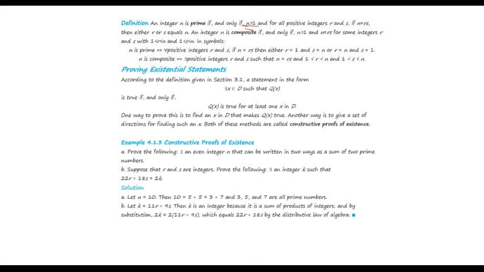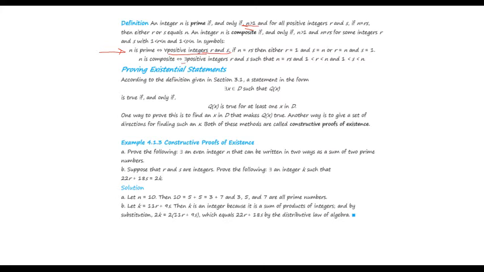So if you want to look at it symbolically, here is the definition of n is prime in a symbolic way. We say for every positive integer r and s, there is a universal statement, as you see. If n is equal to rs, then either r is 1 and s is n, or r is n and s is 1. So this is the formal definition of a prime number.